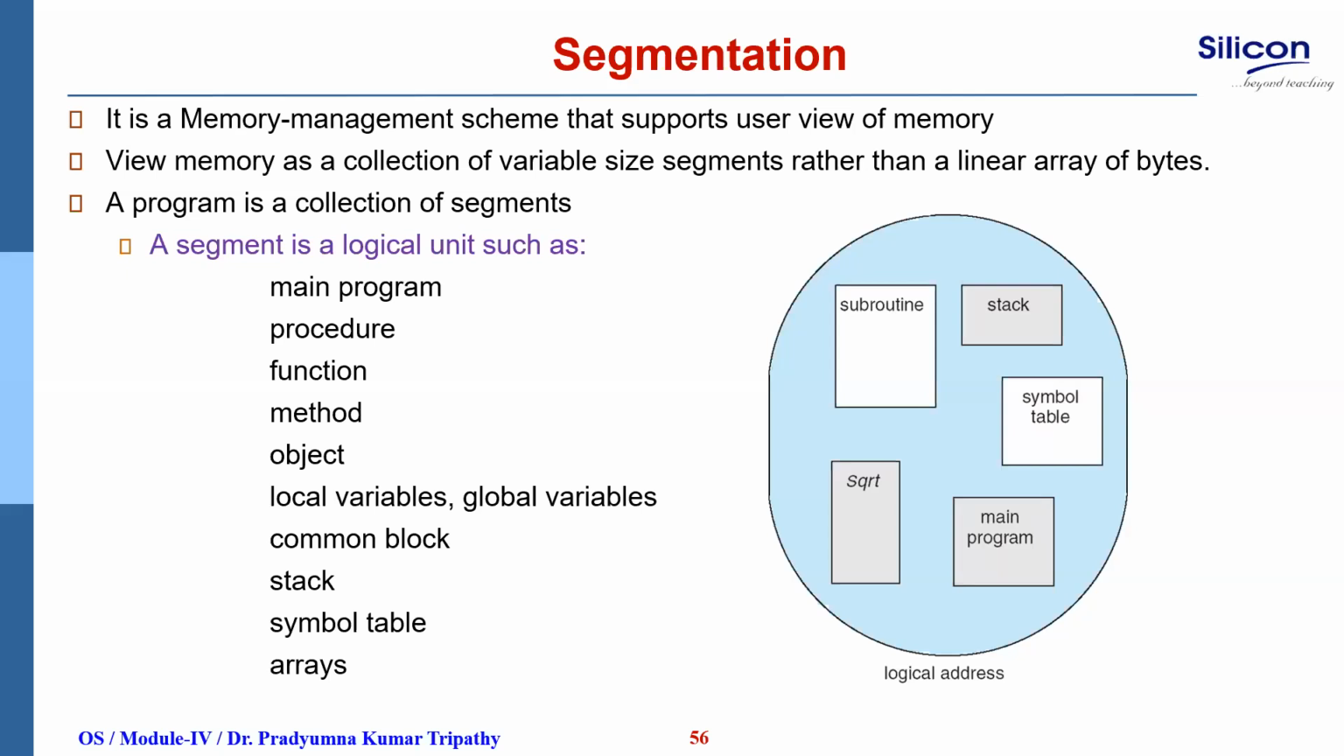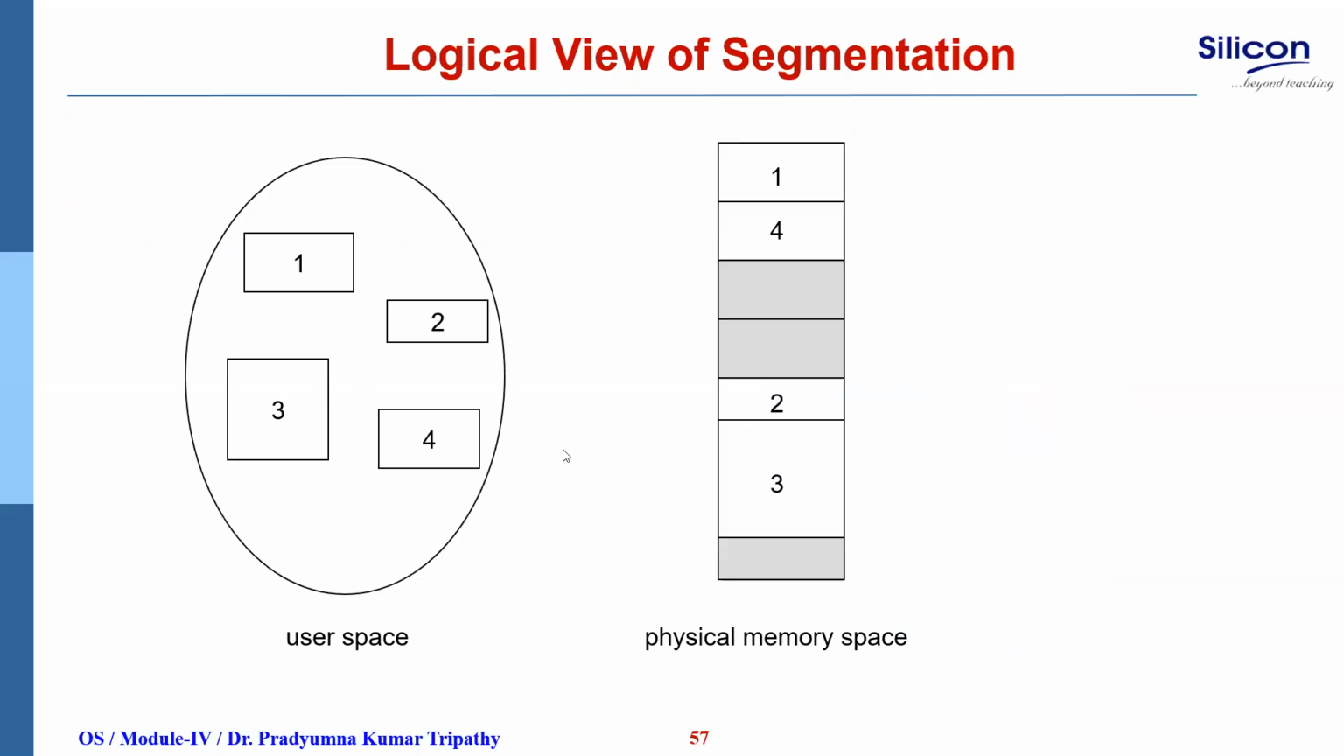So segmentation is more related to the logical view or programmer's view, whereas paging is a task done by the operating system, which decides what the page size is. So this is your logical address, which is divided into some segments over here. Correct? Now these segments which are there in the user space, this segment will be loaded into memory.